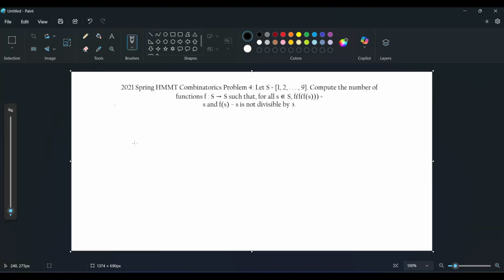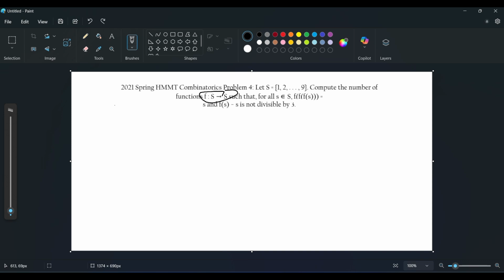In this video, I will be explaining my solution to problem 4 on the 2021 Spring HMMT Combinatorics round. So we're given this function here, and the problem is saying that when we apply this function to itself 3 times, we end back up at our starting point. And then we're also given this second condition that f of s minus s is not divisible by 3.